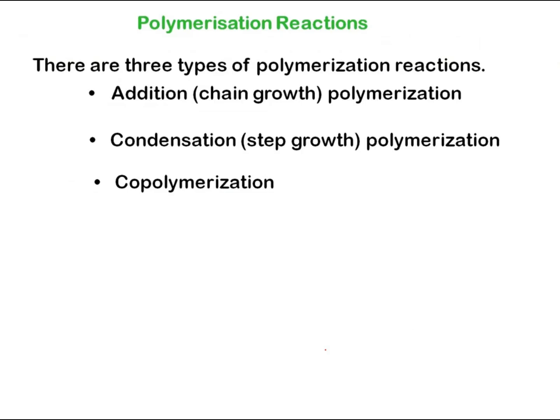Polymerization reactions. There are three types of polymerization reactions. The first one, addition polymerization reaction, also known as chain polymerization or chain growth polymerization. And second one, condensation polymerization reaction, which is also known as step growth polymerization reaction. Third one is copolymerization reaction.